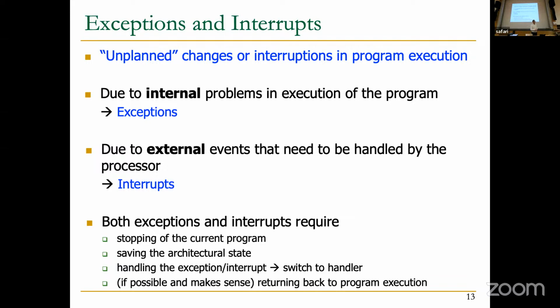And then, if possible and makes sense, you return back to the program execution. This may or may not be possible, clearly, right? But this is something we try to do if the program is restartable or continuable, depending on the nature of the exception or the interrupt. Does this make sense? So basically, this is how we handle exceptions and interrupts in a von Neumann architecture. But interrupts fundamentally can be handled slightly differently, and we may discuss that later on.